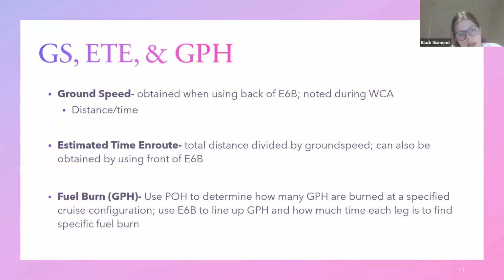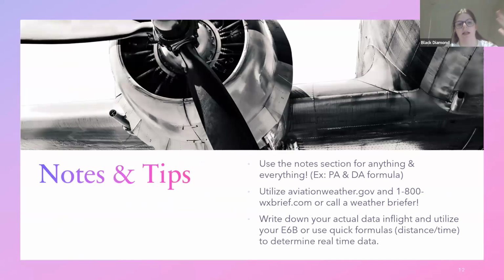First you're going to utilize your POH and determine how many gallons per hour are burned at a specific cruise configuration. So in my case, when we're at 65% power, I burn 10 gallons. Then I'm going to use my E6B to line up the gallons per hour under the arrow. And then I'm going to see how much time each leg is to find the specific fuel burn. So if my leg was like 6 miles, I would line up my 10 gallons per hour, and then I would get my fuel burn for that specific leg.